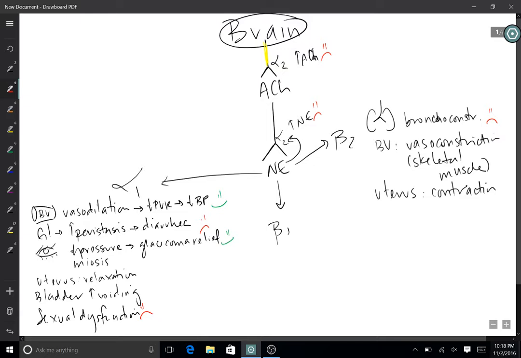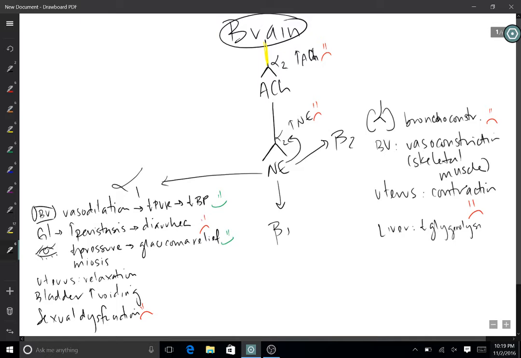And then in the liver, what you get is a decrease of glycogenolysis, which means you get less glucose. With less glucose, you get less ATP. And with less ATP, you get a decrease in energy.